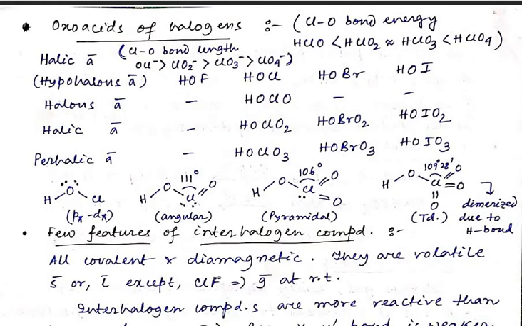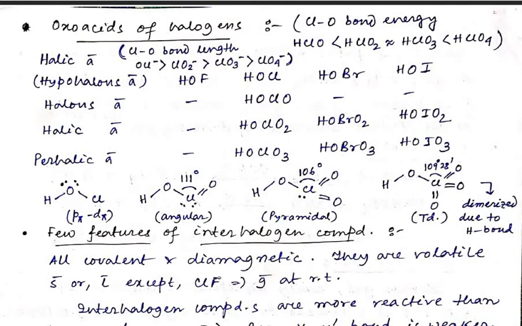Fluorine forms only one oxoacid, that is HOF. The name of HOF is hypofluorous acid. And in the case of chlorine, four different oxoacids can be formed, and their names are hypochlorous acid, chlorous acid, chloric acid and perchloric acid.